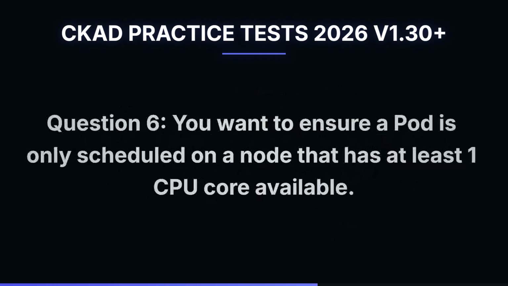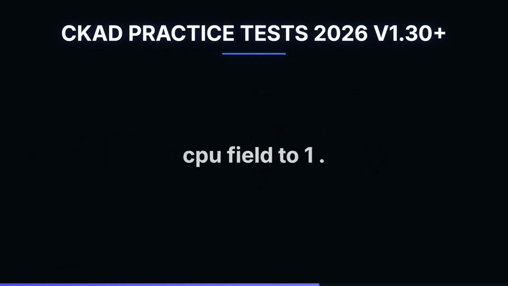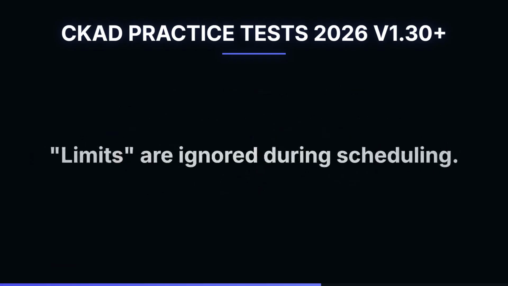Question 6. You want to ensure a pod is only scheduled on a node that has at least one CPU core available. Which field do you set? Answer: the requests CPU field to 1. Explanation: the scheduler uses requests to find a node with enough space. Limits are ignored during scheduling.